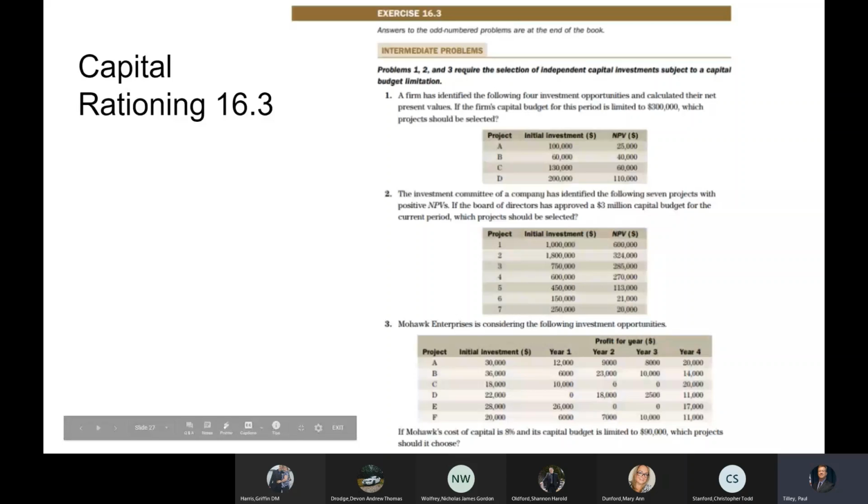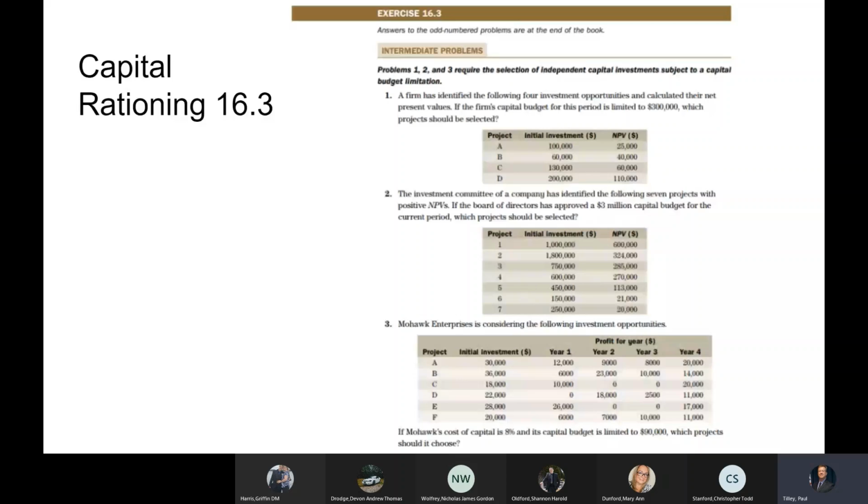So, as we've seen, we have an initial investment amount and we have a net present value. The initial investment is what you put into it. The net present value is what you're going to get out of it. So if we were to take 1 million going in, 600,000 coming out, that's a 60%. Okay, so that would be 60%.